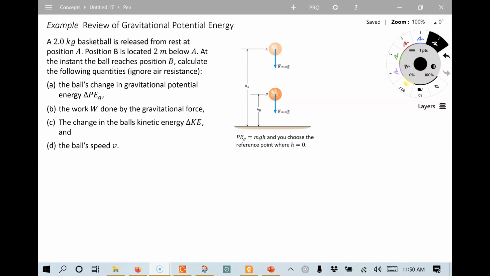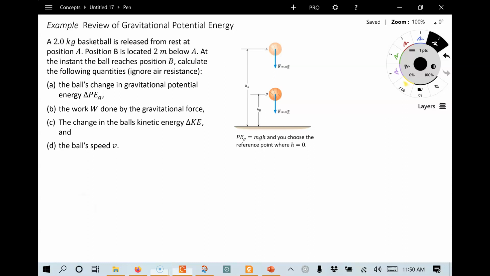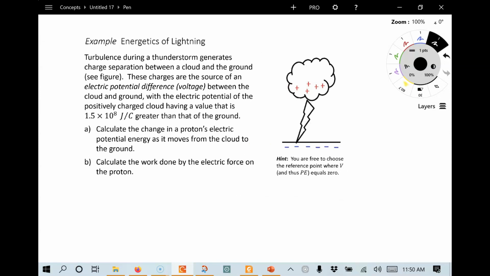Chapter 19 is about energy and using energy methods to solve problems involving electricity. I want to review first a problem that we did last semester that has to do with energy, specifically gravitational potential energy. Afterwards, we'll do a very similar problem about electric potential energy.